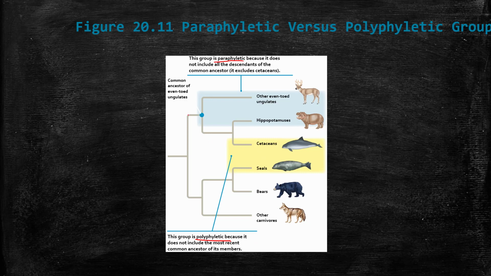Here we leave out the common ancestor. Down here we leave out the common ancestor. Here we include the common ancestor, but we don't include all descendants of that common ancestor. So there's two different errors, and these are different ways that we've messed up classifications in the past.